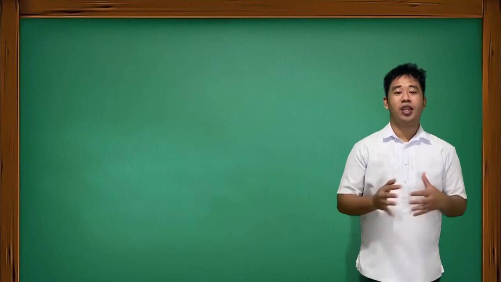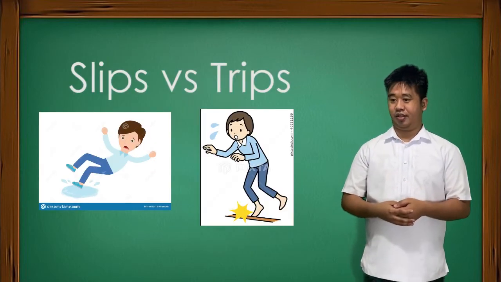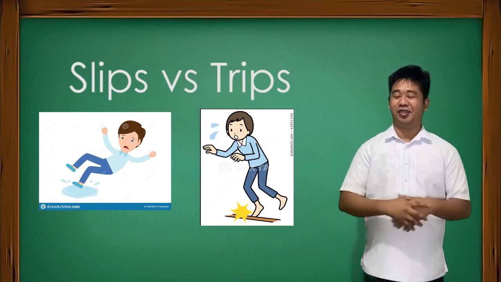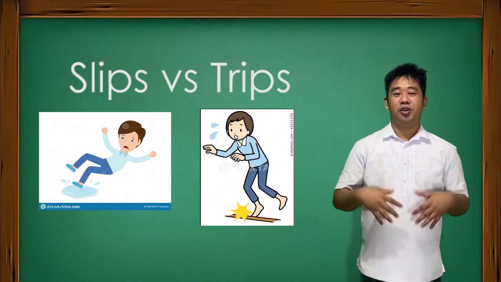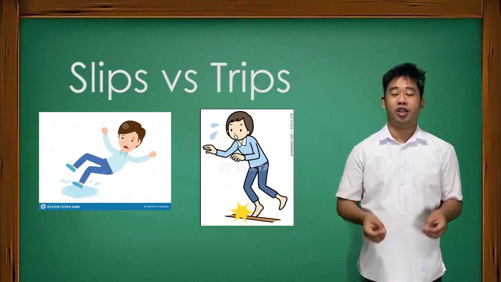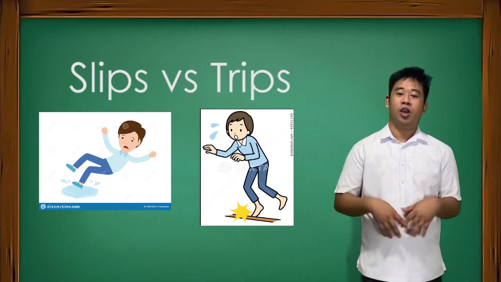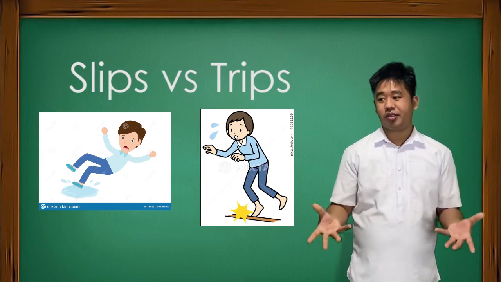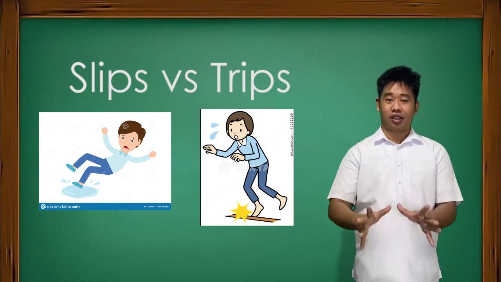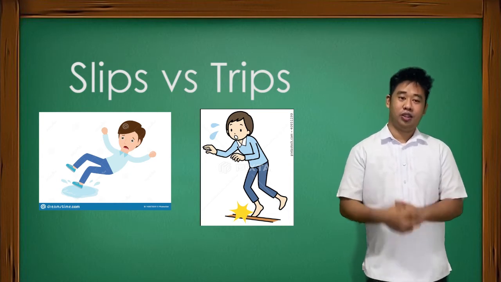Question, what is the difference between slips and trips? Yes, James? Very good. When we say slips, you lose your balance because there's too little friction between your foot and the walking surface. When we say trips, you lose your balance because you hit an object. So that is the difference between the two.